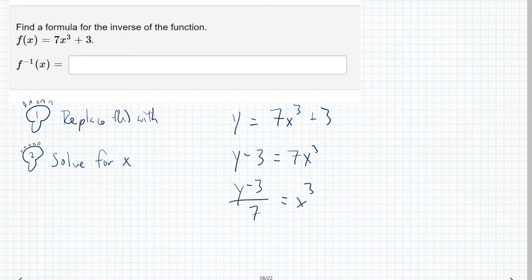And now we take the cube root of both sides. You get the cube root of (y minus 3) over 7 equals x, because the cube root of x cubed is just x. Step 3.